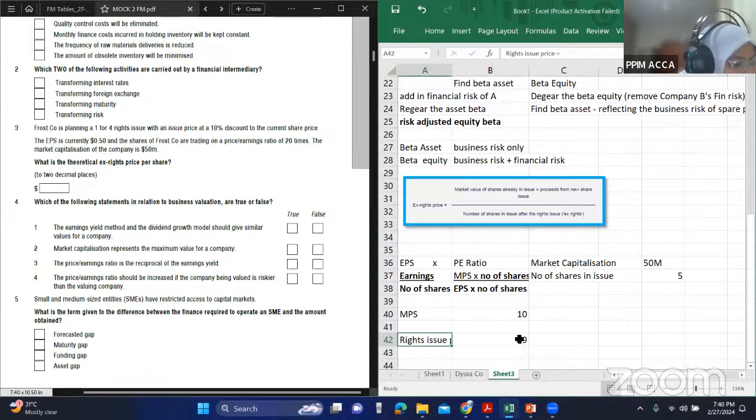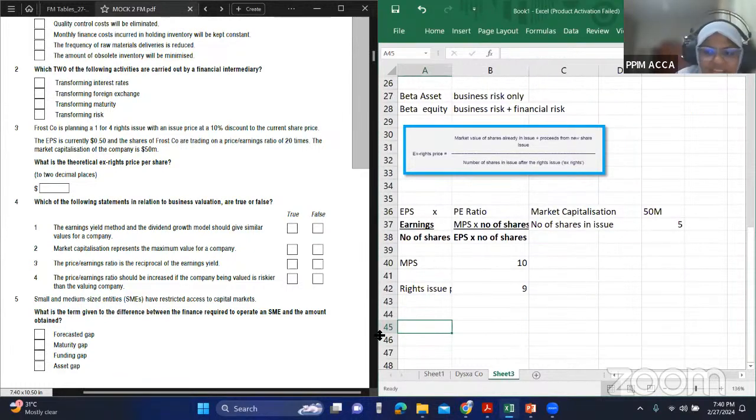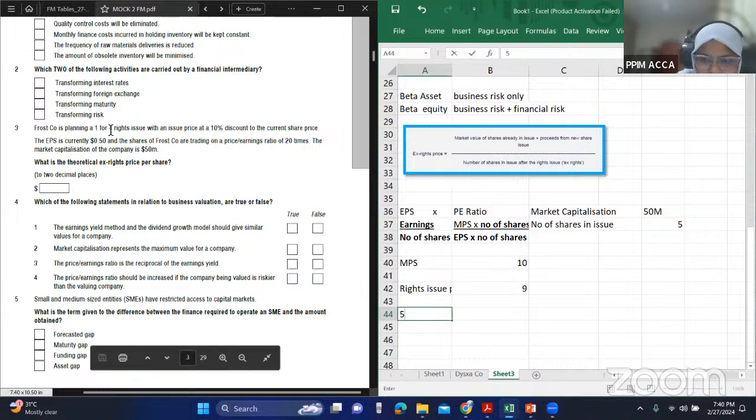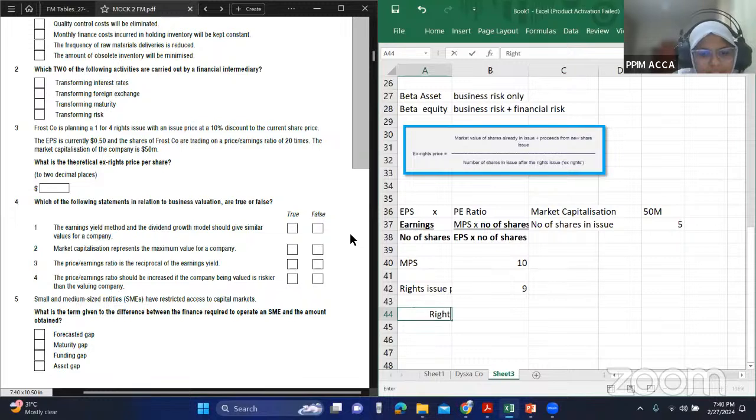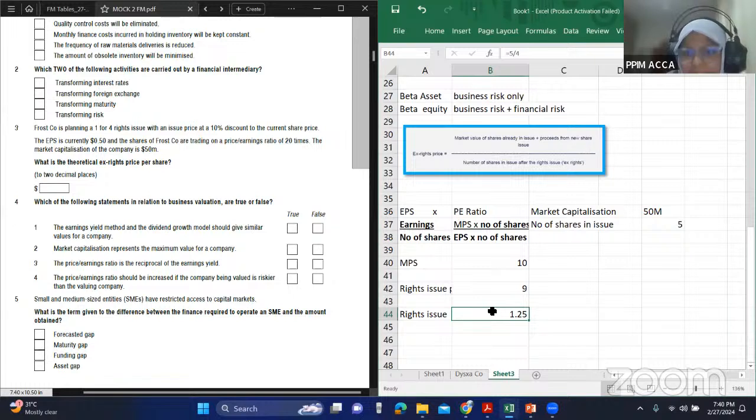Now we have to find out how many shares we actually issued as rights issue. For that, we know that the total number of shares that we have is 5 million. And if you had 5 million shares, the ratio is 1:4. So this 5, if you divide it by 4, 1.25 million shares you have issued in the rights.